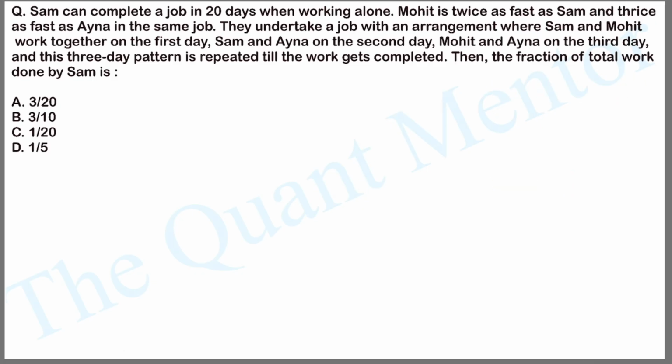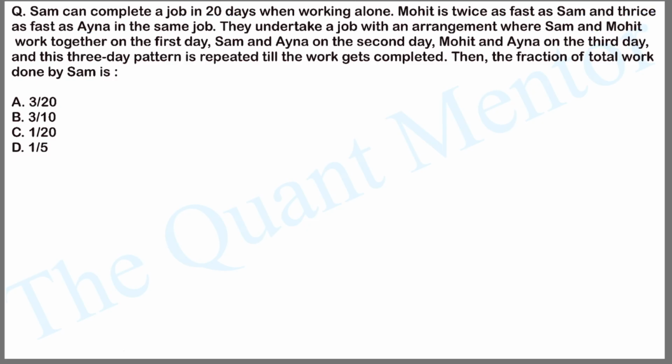So Sam can complete a job in 20 days when working alone. Mohit is twice as fast as Sam and thrice as fast as Aina in the same job. They undertake a job with an arrangement where Sam and Mohit work together on the first day, Sam and Aina work on the second day, and Mohit and Aina on the third day. And this 3-day pattern is repeated till the work gets completed. Then the fraction of total work done by Sam is.